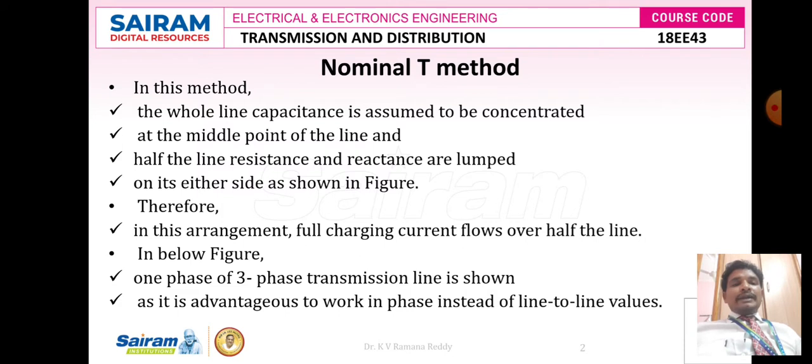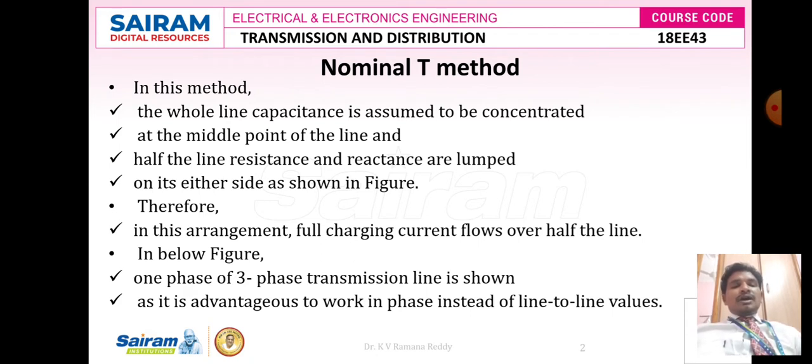In this method, the whole line capacitance is assumed to be concentrated at the midpoint of the transmission line. By that, the total parameters of the given length of the transmission line, like line resistance and line reactance, are considered as lumped parameters which are offered at either segment. In this arrangement, the capacitance is offered exactly at the shunt part of the T section network. Therefore, full charging current flows over half the line in the below figure.